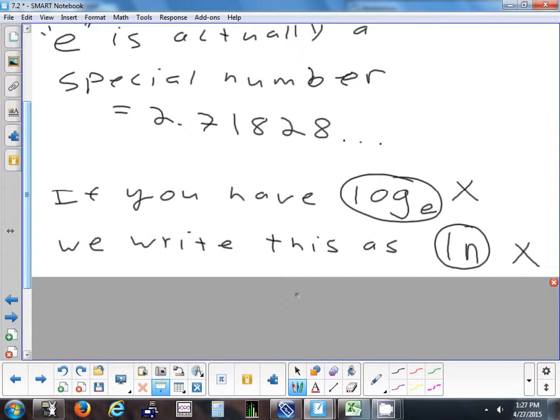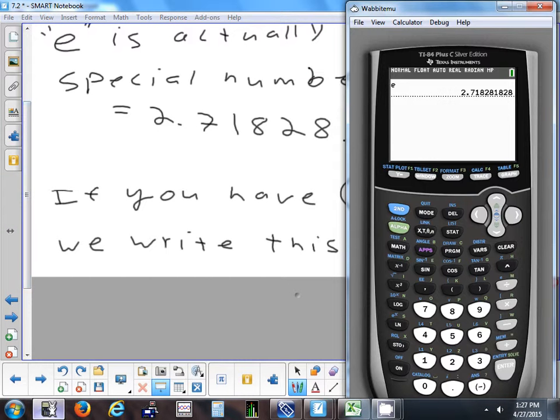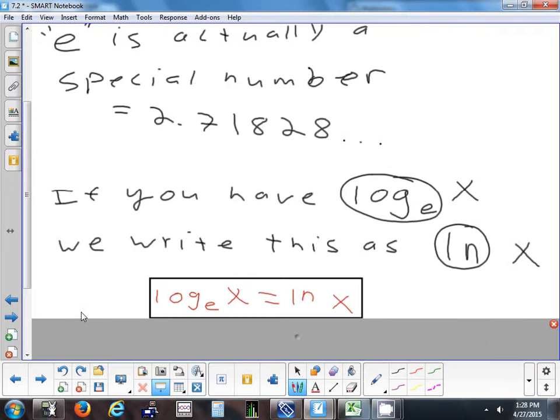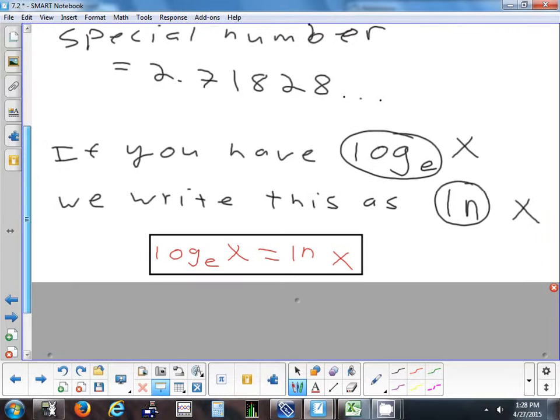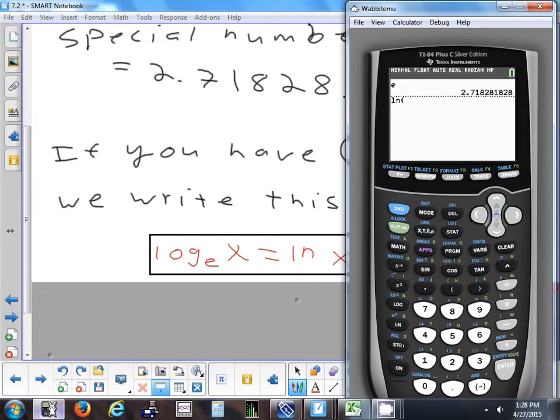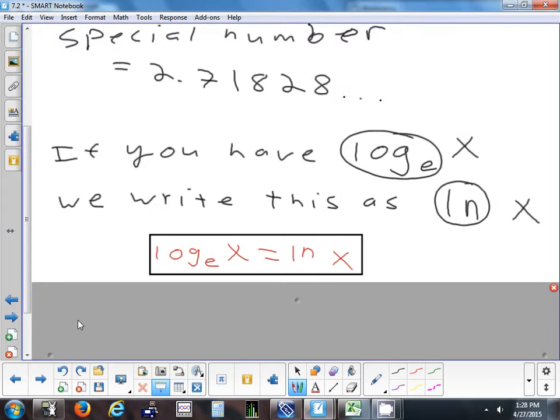On mine, I have log, and right below it, I have ln. So these two things are exactly the same. Log base E can all be replaced with an ln. What's x? Well, x is the thing you're plugging in. So if I did something like this, x is 5 now. It could be anything, as long as it's positive. It cannot be negative.